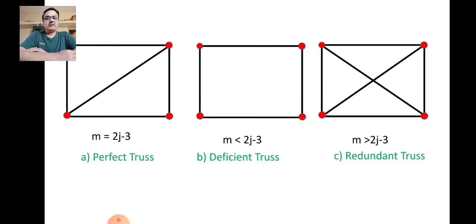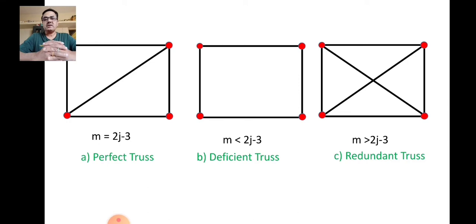While in the second figure there are 4 members and 4 joints, and hence 2j minus 3, that is 2 into 4 minus 3, is again equal to 5, but the truss has only 4 members, and hence the truss is called a deficient truss. While in the third figure there are 2 members vertical, 2 horizontal, and 2 diagonal members. Thus there are 6 members, and 2j minus 3 is equal to 5. So members are in excess of 2j minus 3, and this type of truss is called a redundant truss.